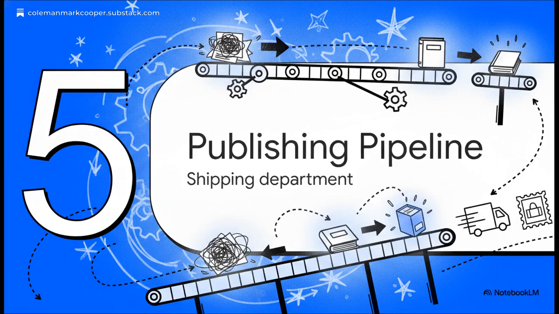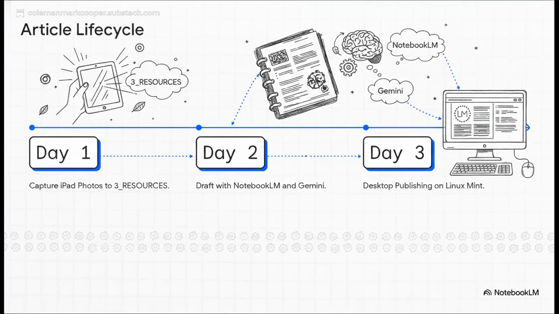Finally, Section 5, the final publishing pipeline. Think of this as your personal shipping department. Let's track the life cycle of a single article across this entire system. Day 1, you're out in the field, capturing photos on your iPad, and they sync straight to your 3_resources folder. Day 2, you sit down and start drafting, using NotebookLM and Gemini to rapidly shape and refine your ideas. Day 3, you bring it all together on your Linux Mint desktop for final formatting and publication.